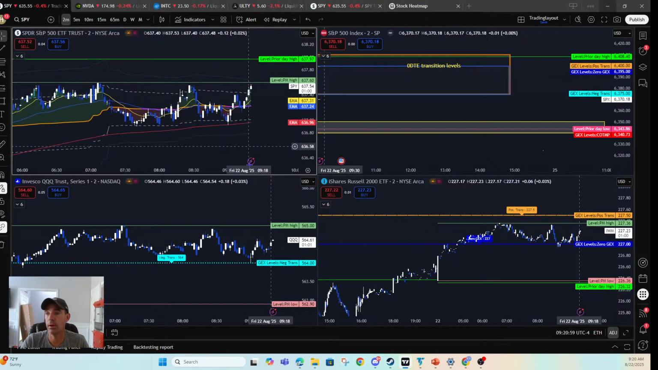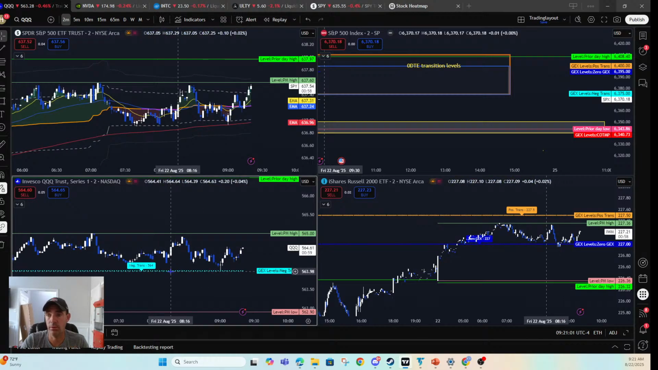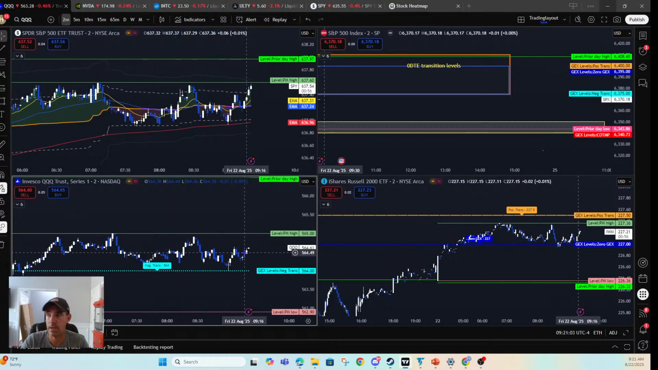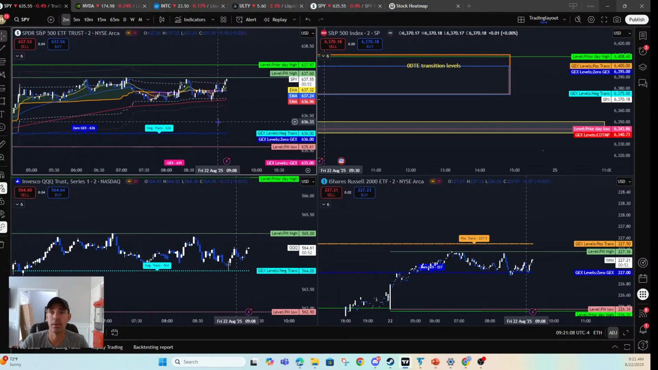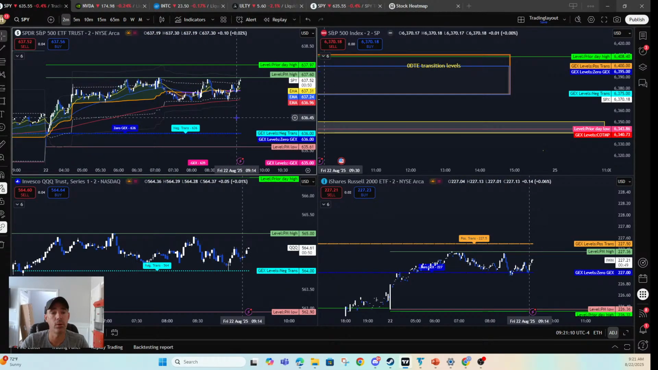And then pre-market, here's a few other, obviously, Qs are above in trans. So that's a little bit positive development. IWM's above 0 gex. SPY's above in trans and 0 gex. So if we can hold those levels today, we have an opportunity to move to the upside. So we'll continue to watch those.